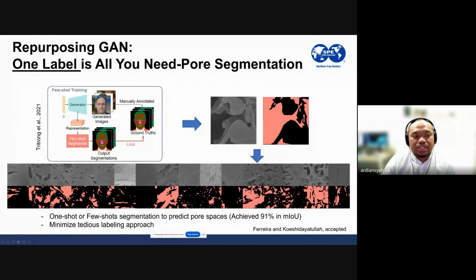And in this case, we just try to use one label. It means I just label this one image. Then from there, I propagate the results using this generative AI concept. And from here, you can see how the model can segment out the pore space from the grain and achieve pretty good, quite high accuracy. In this case, we really minimize the effort in labeling all this data set and still achieve good accuracy.